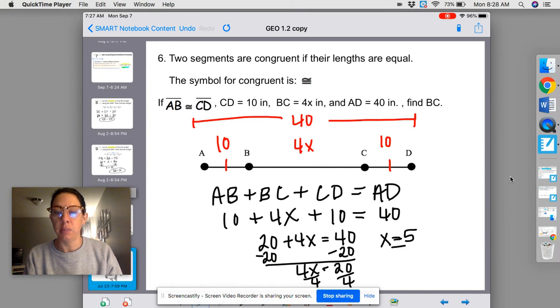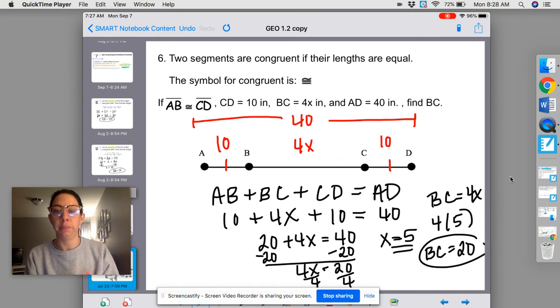So I'm getting x to be 5. And then remember, I'm not done. I was asked to find the length of BC. And BC is represented by the expression 4x. So I'm taking that and I'm plugging it back in. And we're done.